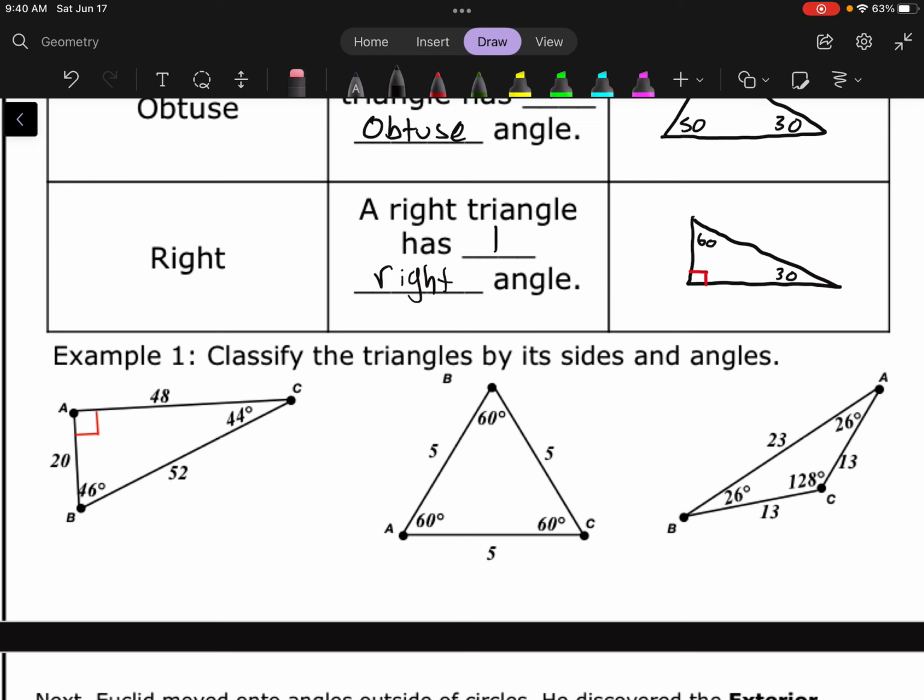Now, looking at its sides, we can see that we've got a 20, a 48, and a 52. So all 3 of those sides are different. So this is going to be scalene. And then I also see that it's got that right angle. So this is a scalene right triangle. Looking at our next one, I see that all 3 of the sides are congruent. All 3 of them are 5. So we've got all 3 being 5. So that means it's going to be equilateral.